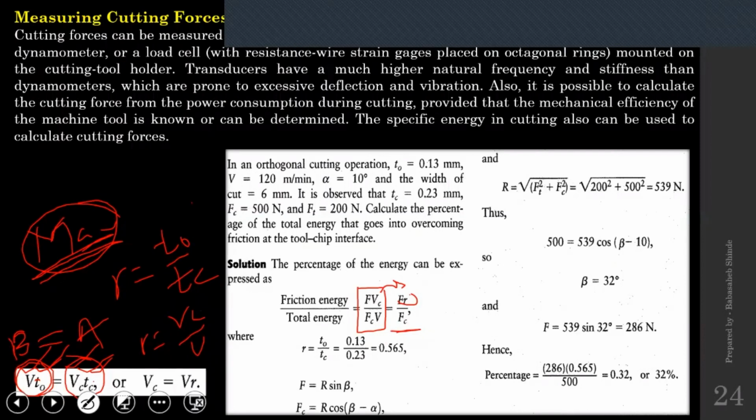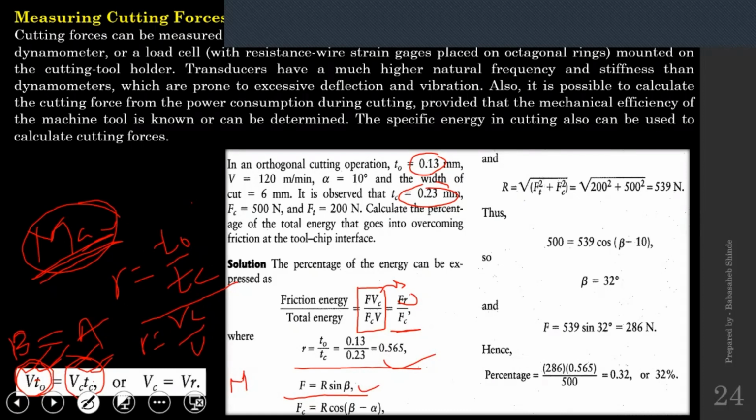Now let's calculate the R. R is equal to T0 by TC. T0 is 0.13, TC is 0.23. When you calculate that one, you will get 0.565. That is the chip thickness ratio or cutting ratio. Now to calculate frictional force, there is a relation F is equal to R sine beta. For this one, you need to use merchant circle. From merchant circle, you will get this relation F is equal to R sine beta.